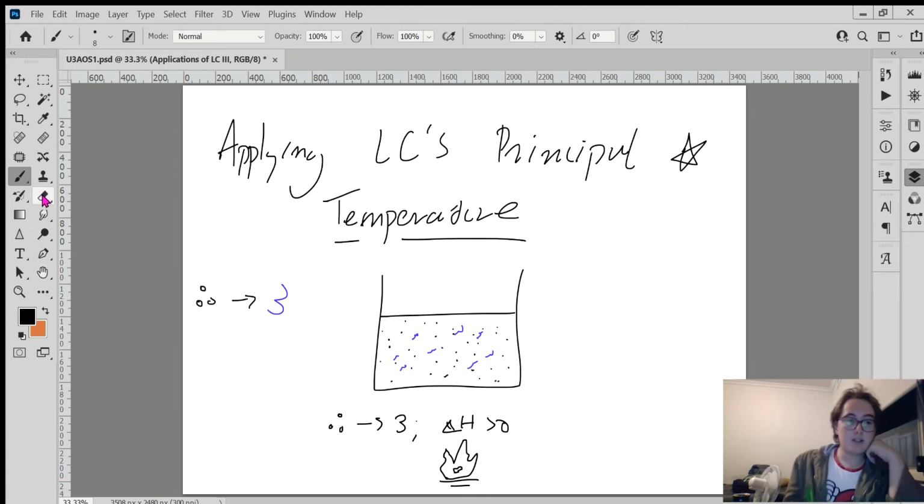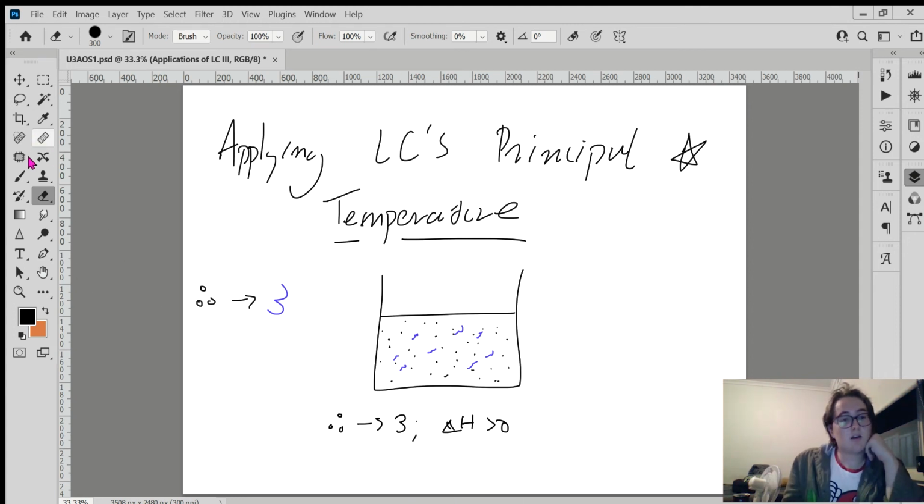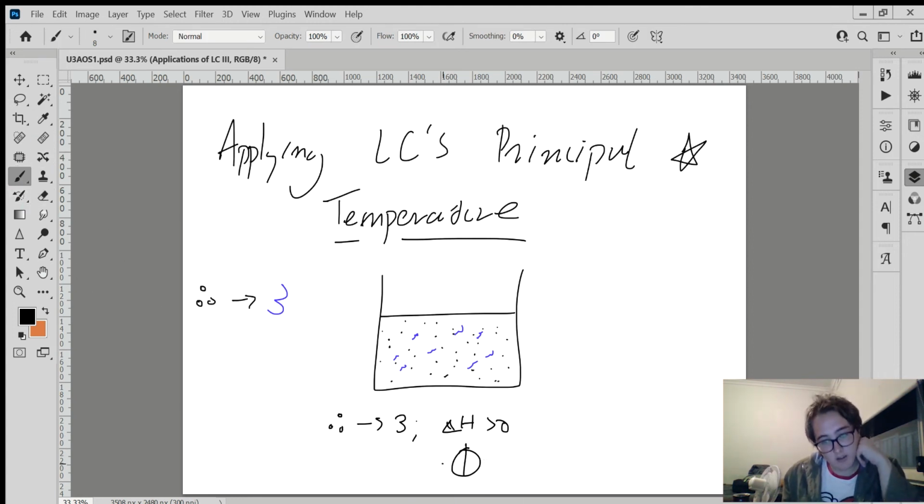Just say I cool it, it'll still want to oppose it, but this time it has to go the back reaction, which in this case would be exothermic. Pardon me. So the decrease in temperature is resisted by undergoing the exothermic back reaction, which will heat up the system.